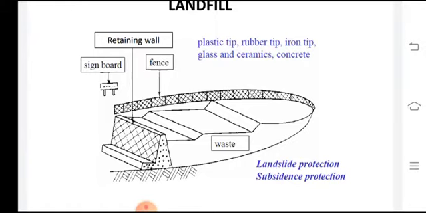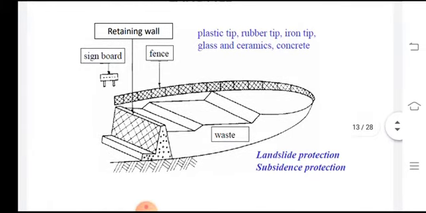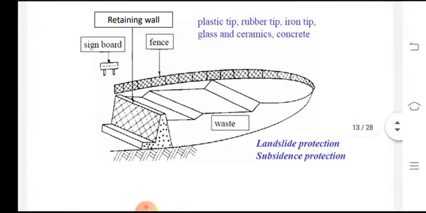Landslide protection should be there, and subsidence protection should be there. Landslide protection is due to the movement of the underground layers, while subsidence protection is due to the collapsing caused by overloading of the structure.